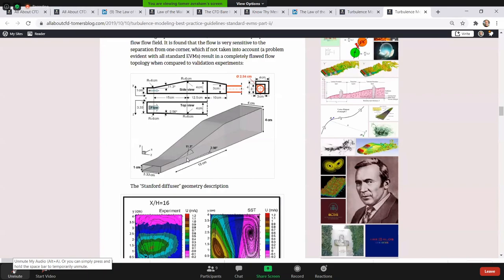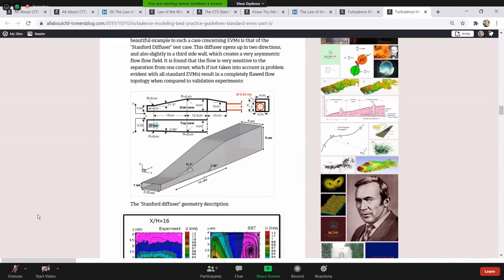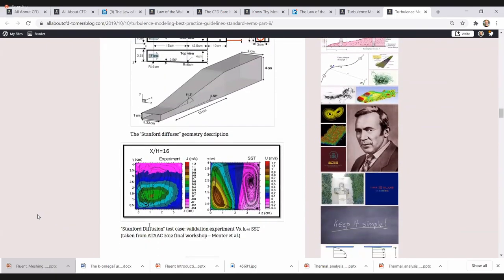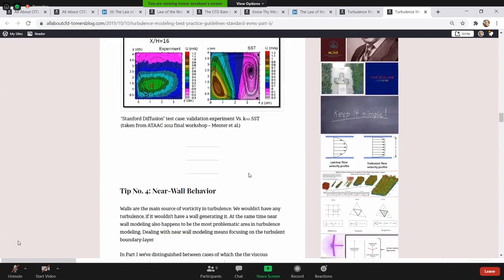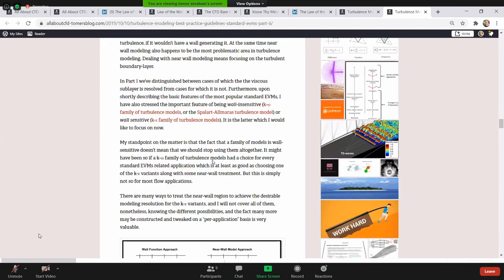Here you see a problem which is very interesting, where EVMs fail totally because of the inability to account for rotation. That's the Stanford diffuser. Look how the flow is supposed to be, and the EVM model actually flips it. It's so wrong that it's horrible.